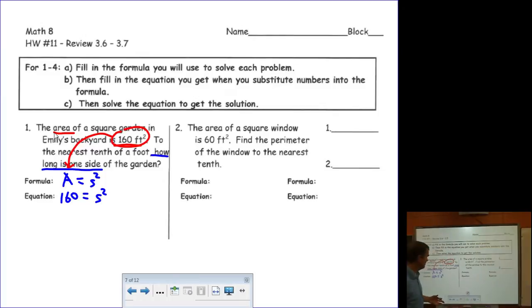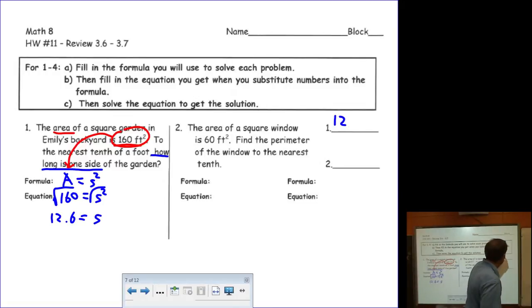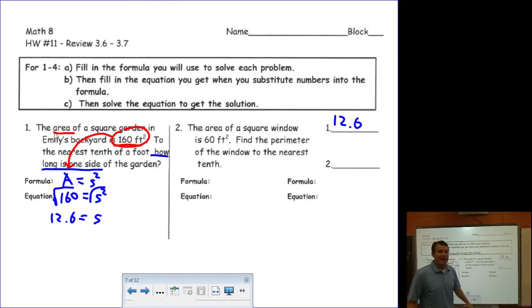And I would solve that by taking the square root of both sides. And I would find out that S equals the square root of 160, which is about 12.6. So my answer is 12.6, and I need the correct units on it. And the correct units for length is regular units, feet.